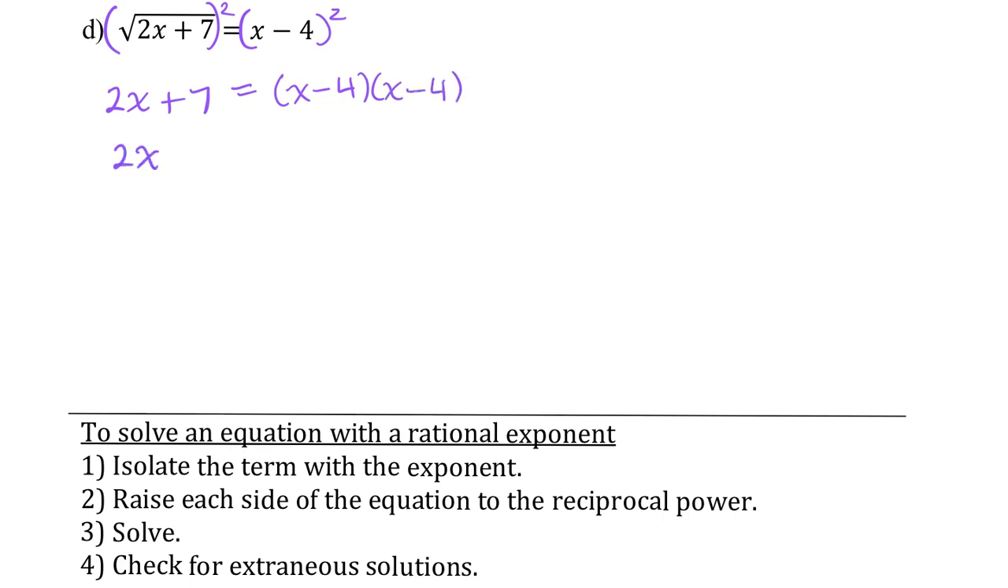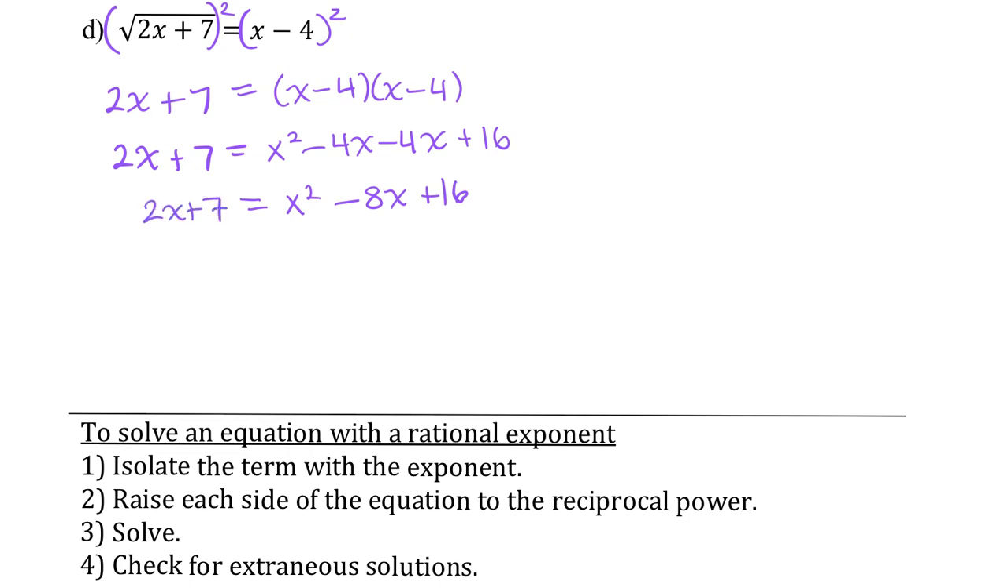Some people like to multiply it on the side. I'm okay with that too. But I'm going to get x squared minus 4x plus 16. You could also do a box on the side. If you do the box, you would write x squared minus 8x plus 16.